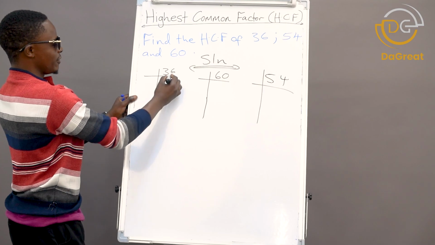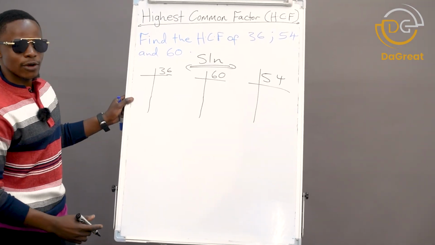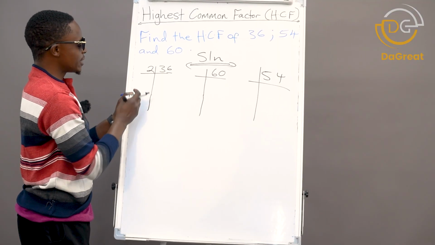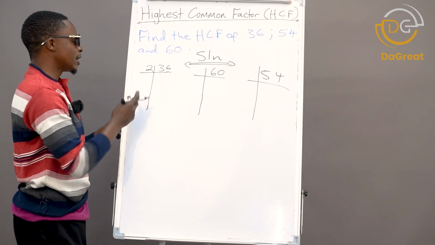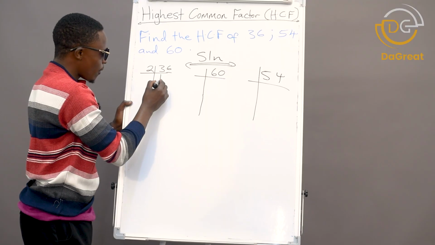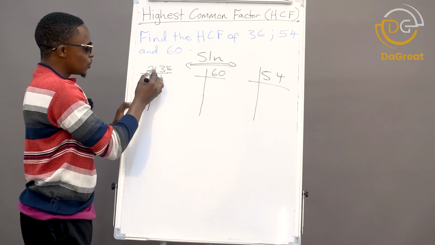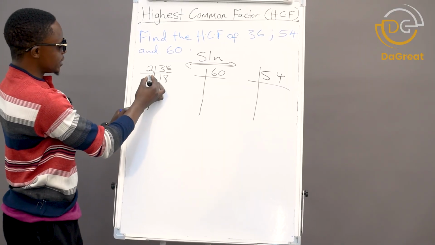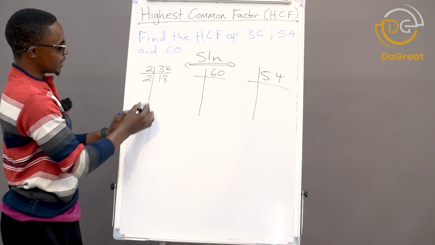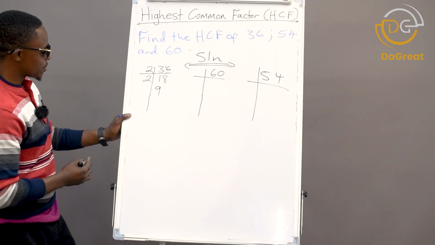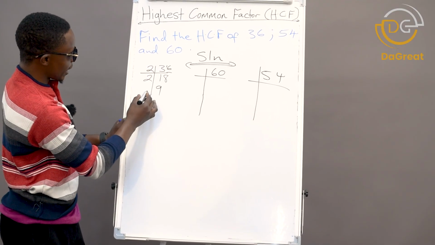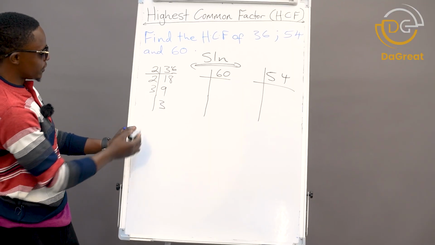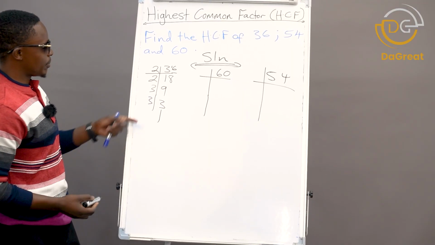The first thing to do is to find the smallest prime factor of 36, which is 2. Then 2 into 36 amlangani, 18. Then the smallest prime factor of 18 is 2. Then 2 into 18 is 9. Then the smallest prime factor of 9 is 3. Then 3 into 9 is 3. Smallest prime factor of 3 is 3. 3 into 3, 1.